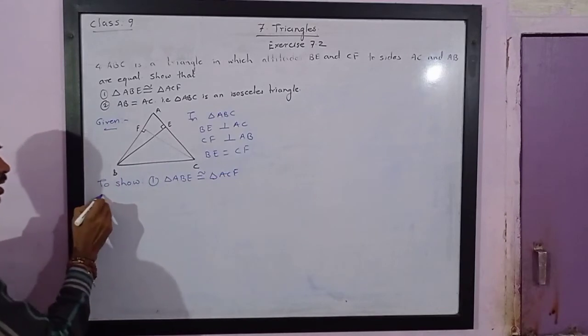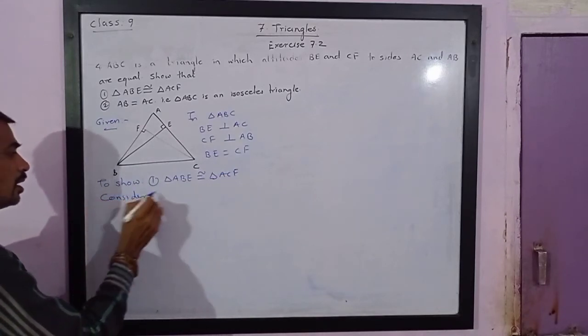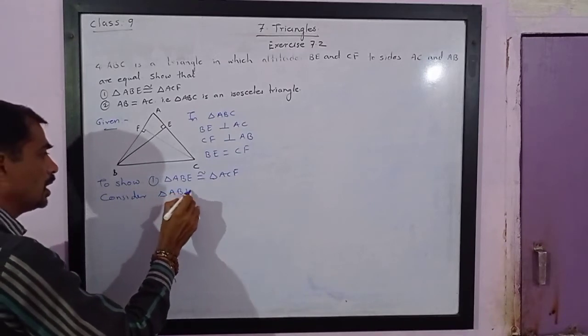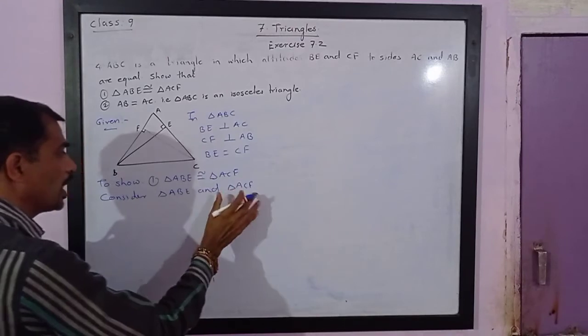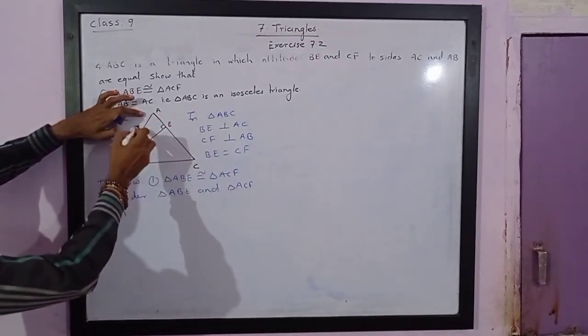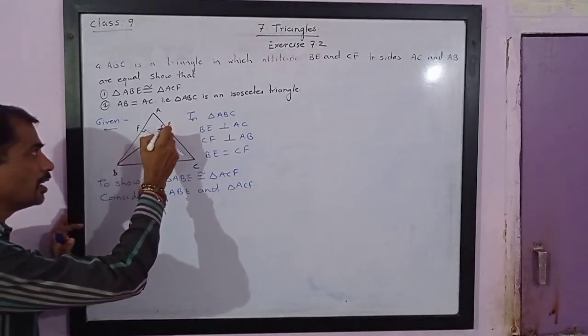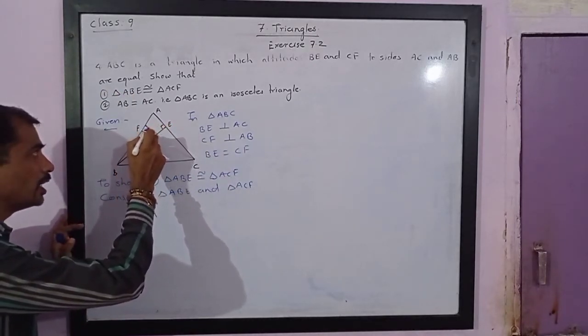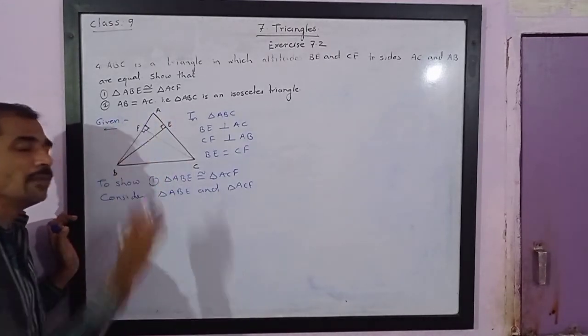So for this solution, consider triangle ABE and triangle ACF. Now look at only these two triangles. ABE is this triangle and ACF is this upper triangle. Please note, this angle is 90 degrees and this angle is also 90 degrees. So they must be congruent to each other because their measures are equal.